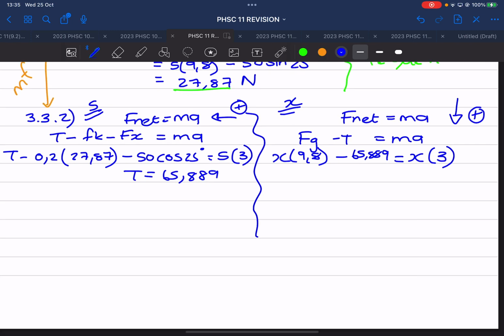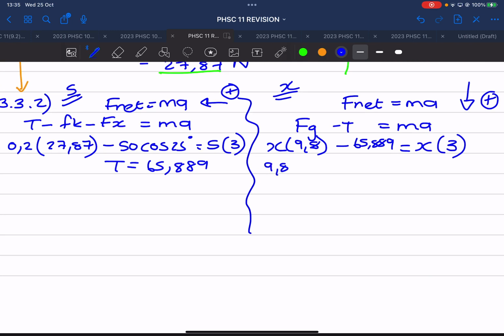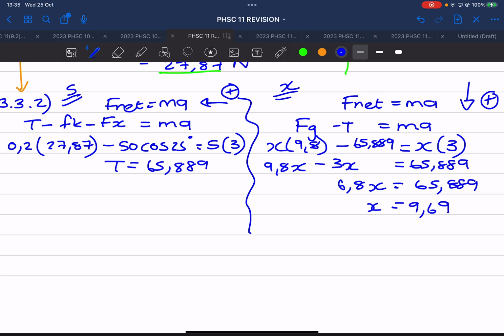Okay, then let's check here. So here I have 9.8x minus 3x gives me 65.889. So that gives me 6.8x is equal to 65.889. And then you get that to be 9.6. And the unit for that? Kilograms.